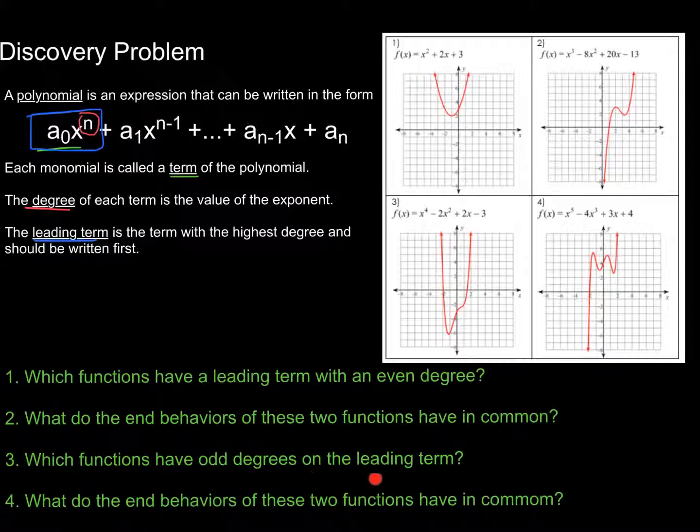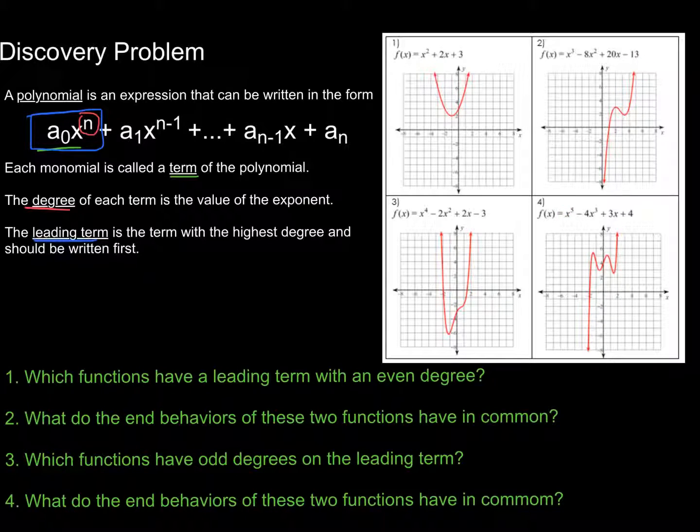For the functions with odd degrees in the leading term, the cubic and the quintic, we notice that the end behaviors of these two functions are different from one another. So whatever's happening as we move to the end of the function on the left is going to be the opposite as we move towards the end of the function on the right. Here it's decreasing, getting more and more negative, and over here it's getting more and more positive.